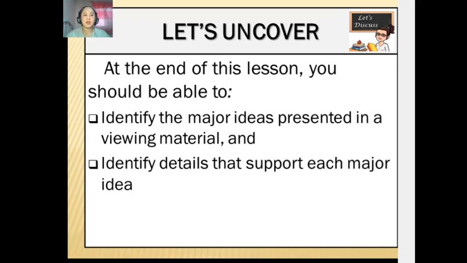At the end of this lesson, you should be able to identify the major ideas presented in a viewing material and identify details that support each major idea.